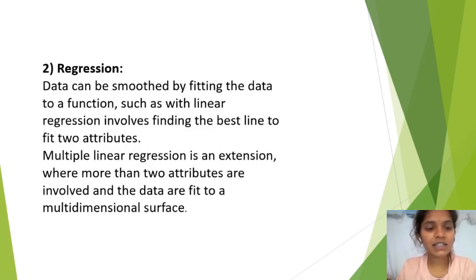And the second one is regression. Data can be smoothed by fitting the data to a function, such as with linear regression, which involves finding the best line to fit two attributes. Multiple linear regression is an extension where more than two attributes are involved and the data are fit to a multidimensional surface. That means we have two regressions, linear regression and multiple linear regression. In linear regression, using one attribute we can predict the other attribute. In multiple linear regression, using one attribute we are able to predict more than one attribute.